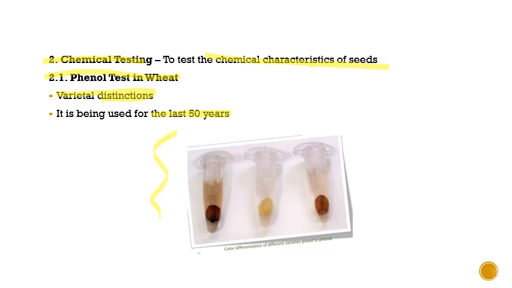This is the picture showing the phenol test. The wheat seeds are suspended in the chemical phenol, and it shows a color differentiation according to the varieties. By these color variants we can identify different types of varieties in wheat.